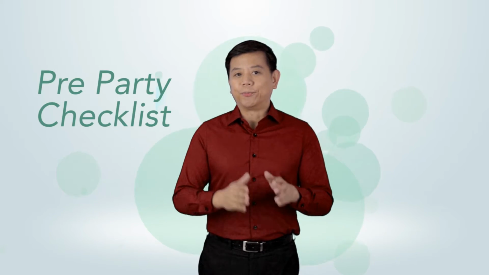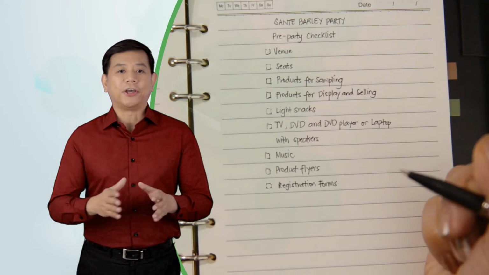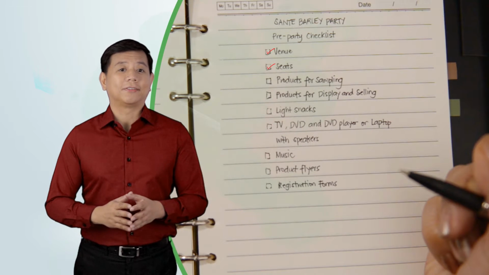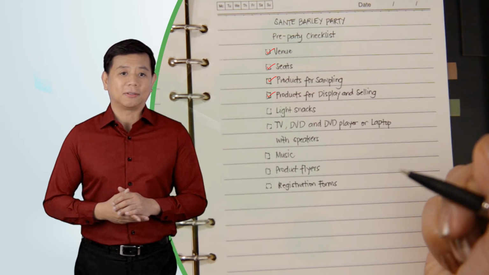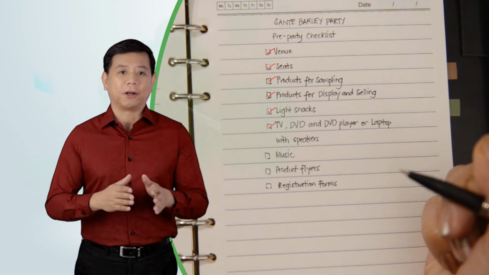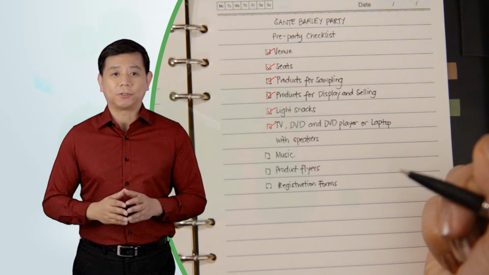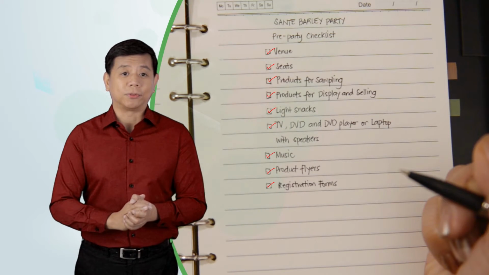Bago magsimula ng Sante Barley Party, take out your pre-party checklist. You can prepare this a day before or at least 4 hours bago dumating ang mga bisita. Your checklist should include the following. Venue, seats, products for sampling, products for display and selling, light snacks, TV, DVD, and DVD player or laptop with speakers, music, product flyers, registration forms.